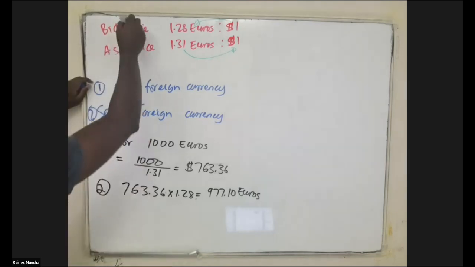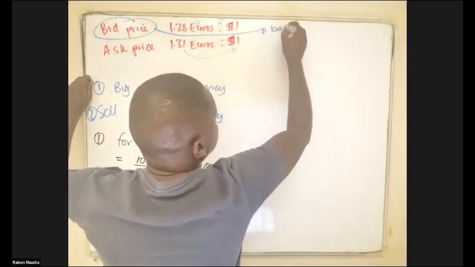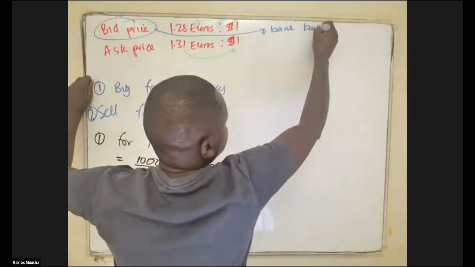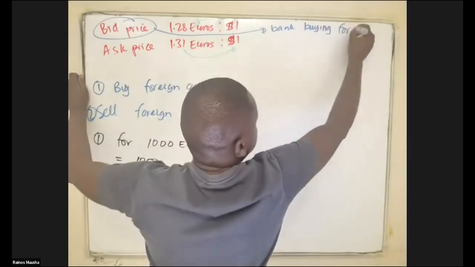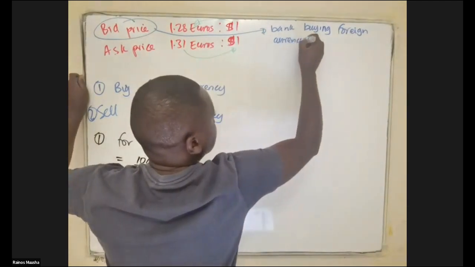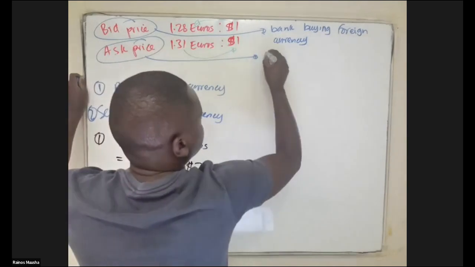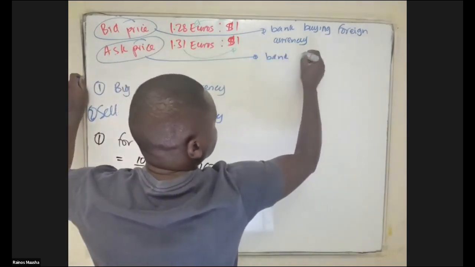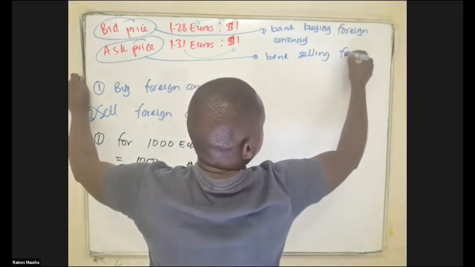So the bid price is when the bank is buying foreign currency. And the ask price is when the bank is selling foreign currency.